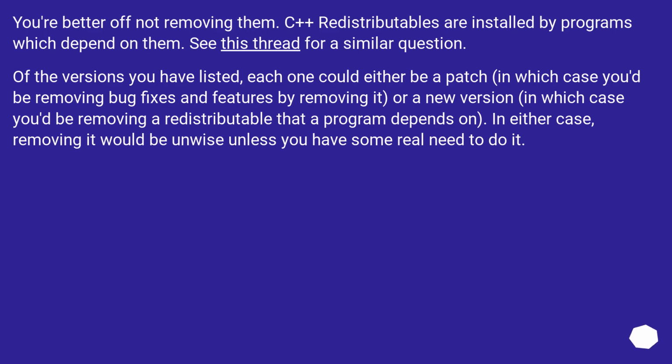You're better off not removing them. C++ redistributables are installed by programs which depend on them. See this thread for a similar question. Of the versions you have listed, each one could either be a patch, in which case you'd be removing bug fixes and features by removing it, or a new version, in which case you'd be removing a redistributable that a program depends on. In either case, removing it would be unwise unless you have some real need to do it.